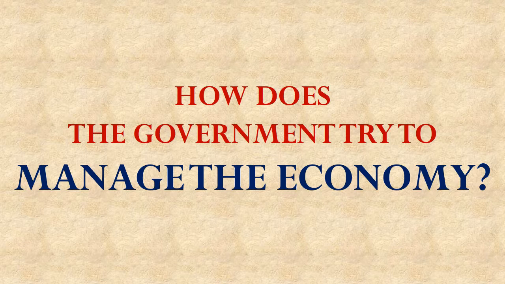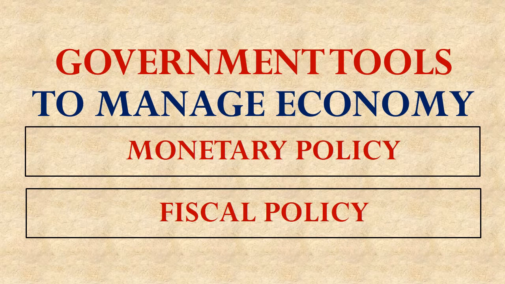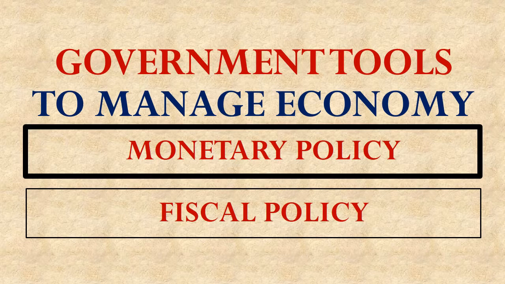Well, how does the government try to manage the economy in this way? How do they try to smooth out the rough edges? There are two basic mechanisms that the government uses to manage the economy. One of those is called monetary policy. The other is called fiscal policy. In this lesson, we're going to consider monetary policy. In the next lesson, we'll talk about fiscal policy.